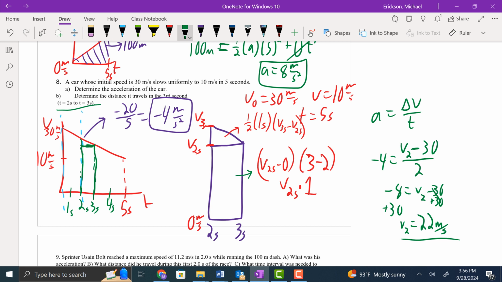I can use the same logic to get v3. So I challenge you to do the same thing, but for v3. You could solve it all. You'll get v3's 18 meters per second.